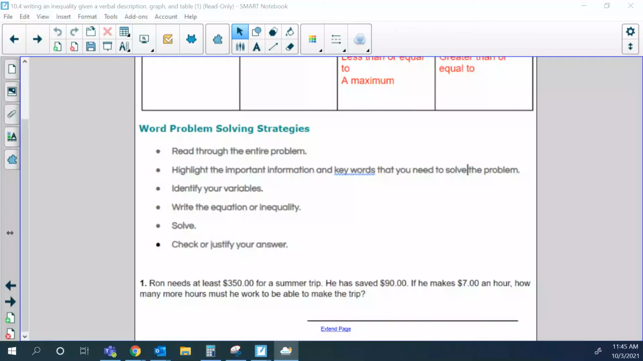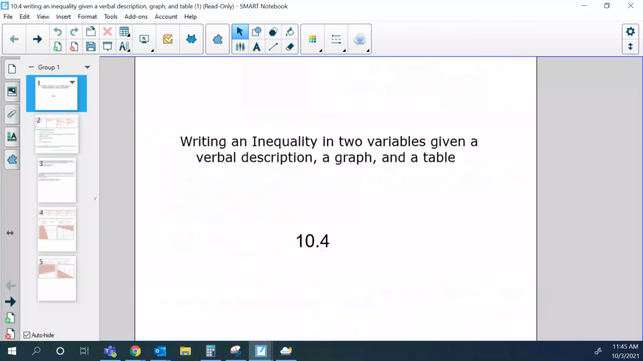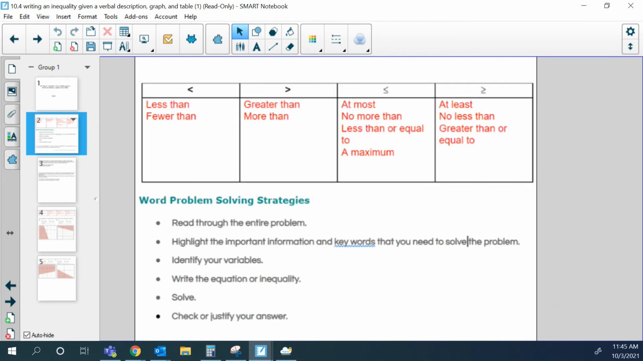All right, guys. Today's class is on, given a verbal problem, write the inequality for it, or if you're given a graph, also write the inequality equation for it. Again, you remember we talked about this last Friday. You've got to know the verbiage or the phrase that is associated with each of these inequality symbols. Make sure you know them.